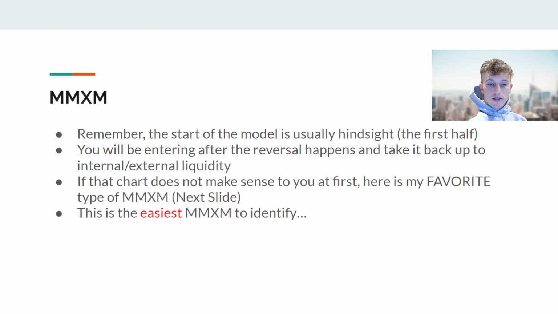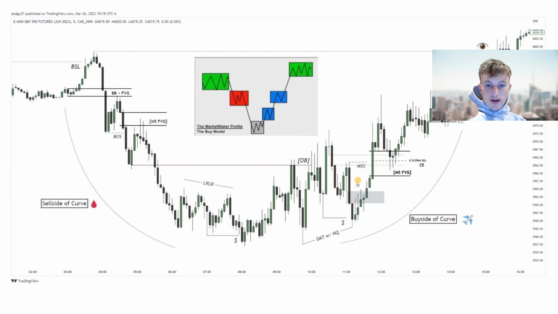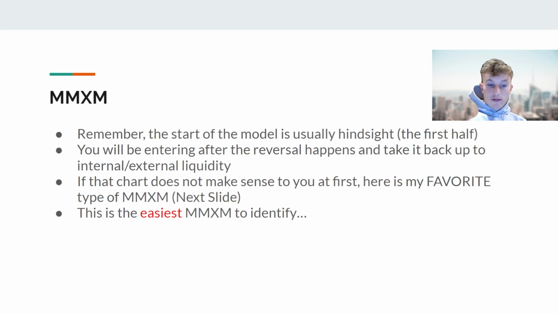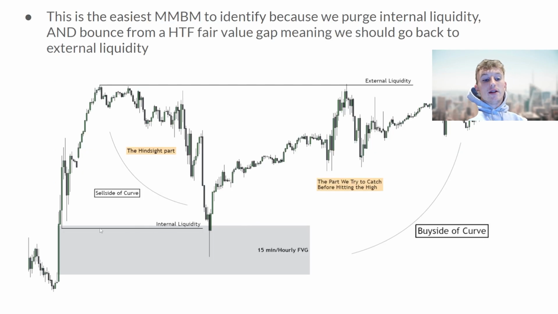If these charts do not make sense to you right here, I'll show you the easiest one to identify. The easiest possible market maker to identify is when we get a sweep of liquidity inside a fair value gap and bounce from it. The reason is that we get a sweep and we're delivering off a higher time frame fair value gap. And this, like I said, is the hindsight part.